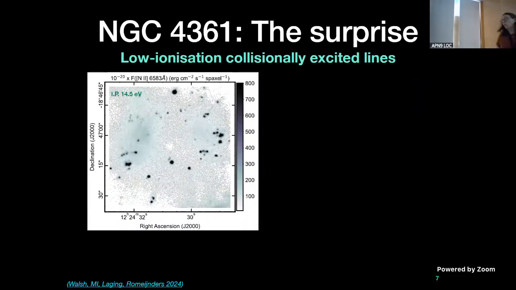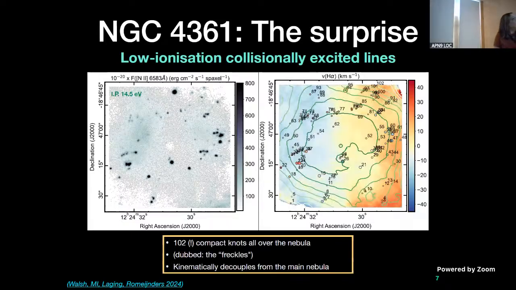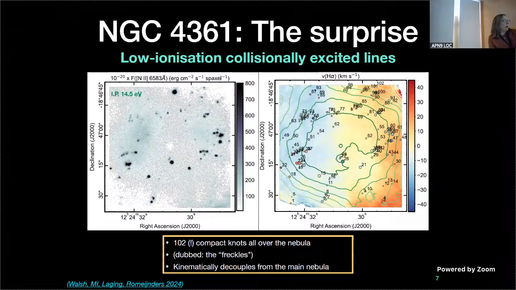So this is what you get when you look at nitrogen 2. There is a plethora of nodes that emit in nitrogen. We detected more than 100 of these nodes all over the nebula. And what was more interesting is that even at the relatively poor resolution of MUSE, it's not that poor, we were able to see that all these nodes are kinematically decoupled from the main movements in the nebula. We discussed possible origins for these nodes in the paper, but this talk is about surprises.